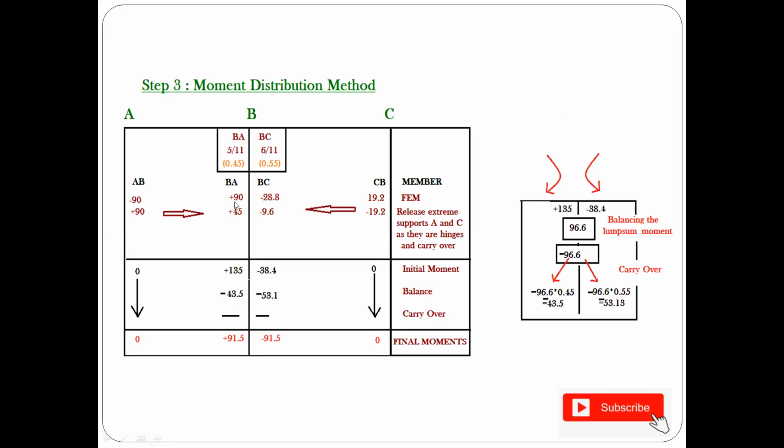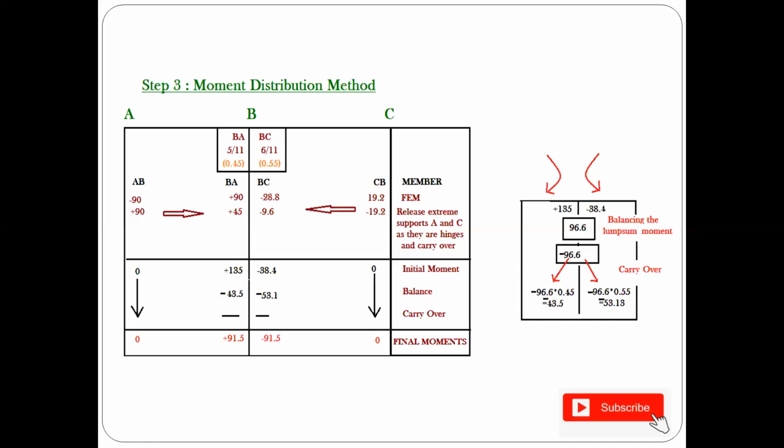So here you are writing minus 90, plus 90, minus 28.8 and 19.2, which you got from your step 1 fixed end moment. Now, before starting the moment distribution, you should be very careful with the type of support. So here, make sure whether you have any hinges in your beam other than your intermediate support. Yes, in your figure, A and C are hinges. You know the property of a hinge is that it doesn't have the capability of taking moment, or your moment capacity will be equal to 0. But here you're having AB as minus 90 and CB as 19.2, which you should make 0 before you start the moment distribution method.